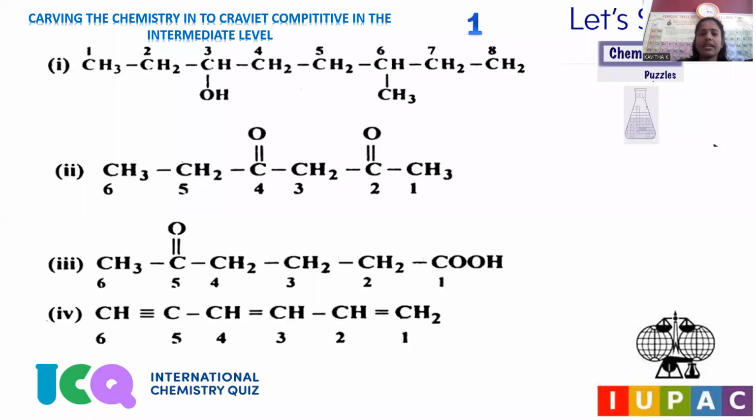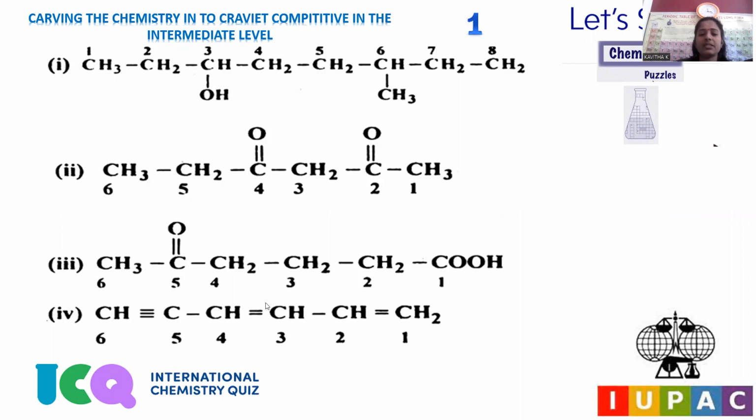Question number 1. It is related to the IUPAC nomenclature of organic compounds, where compound number 1 has a long chain of 8 carbons. In that, hydroxy is taken as the functional group. What will be the IUPAC nomenclature for the given compound? And the second compound has a 6 carbon chain length with ketonic functional groups on the second and fourth carbons. How can we assign an IUPAC name for this one?